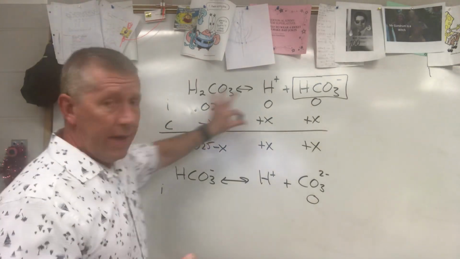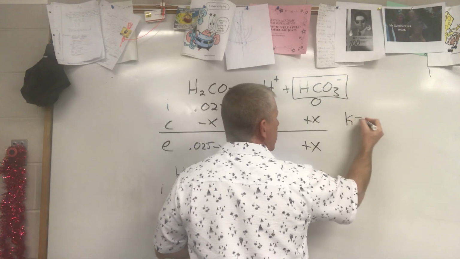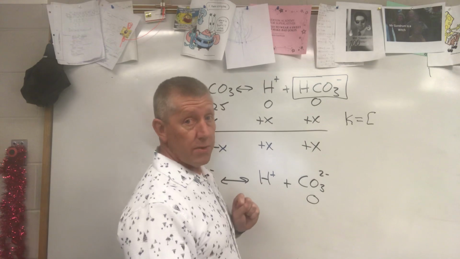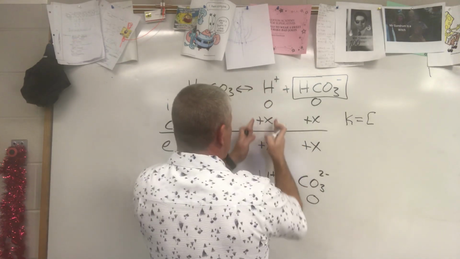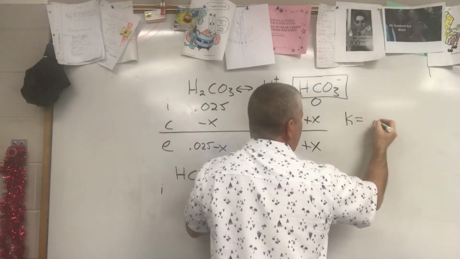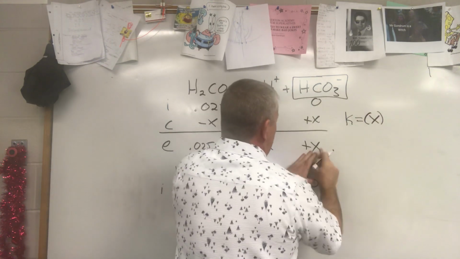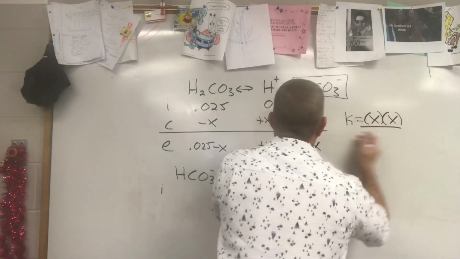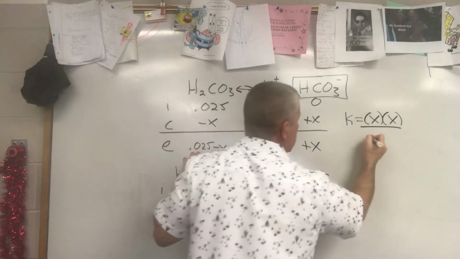Okay, so I need to do a calculation here. Now remember our K calculations are equal to the products and their concentrations over the reactants. So this product, H, has a concentration of X. So I'm just going to take the square bracket out and just jump right into that and put the X there. This is X. So that's X. Over here, 0.025 minus X.